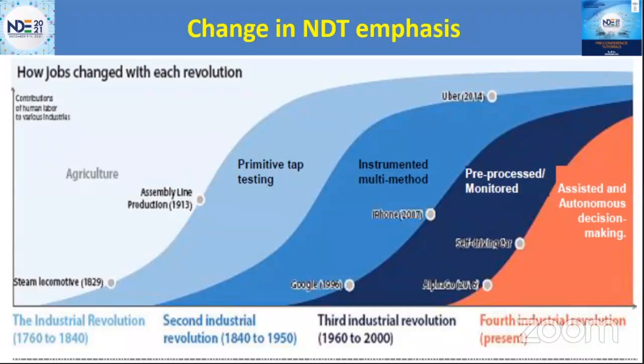So clearly, in the industrial revolution, the change in NDT emphasis is there for everyone to see. And obviously, as we talk about Industry 4.0 and NDE 4.0, it's about lots of assisted and autonomous decision making, right? That's what it's all about. A lot of autonomy, a lot of automation, a lot of automated or semi-automated or assisted decision making. That's where the nature of the job is also changing with every single industrial revolution, and one has to adapt to the changing revolution.